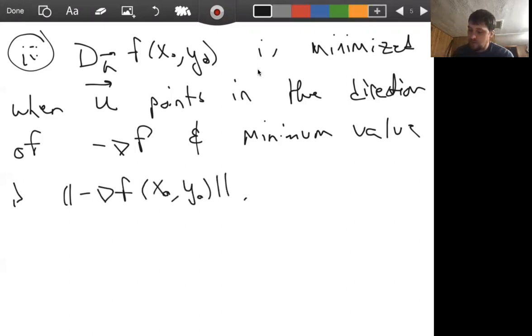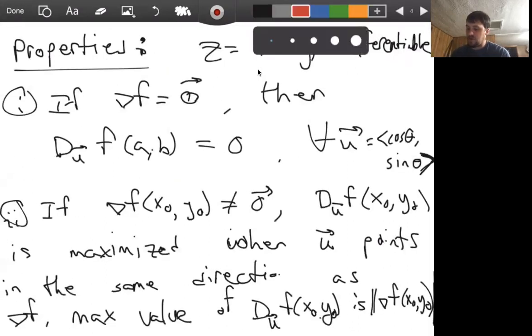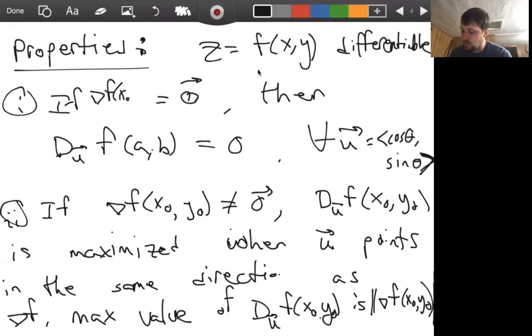Okay, and so again, number one, this first property was saying that if the gradient's 0, then all directional derivatives are 0 at that point, right? What I should be saying is, it's the gradient at a point, and instead of a, b, let me use x naught, y naught. It's saying if you're at some point and the partial derivatives aren't changing at all, well, then your function's not changing at all in any direction. That's what the first one's saying.